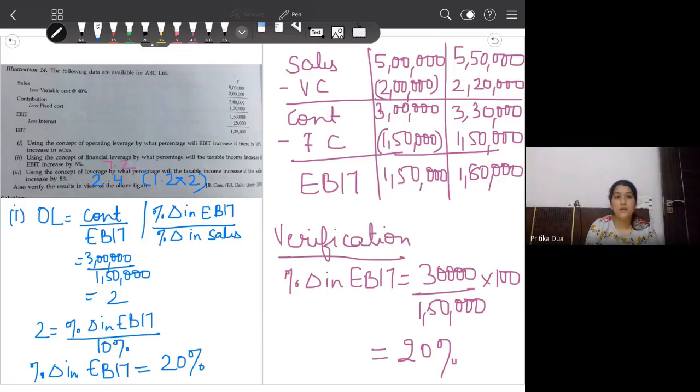You're now again using the concept of leverage to see by what percentage is your EBT or profit before taxes changing with an 8% increase in the sales. So here you are using the concept of combined leverage, which is the product of operating leverage and financial leverage. The answer for combined leverage is 2.4. Give me the answer for third part. What is the percentage increase in EBT? Solve and tell what is the percentage increase in EBT.